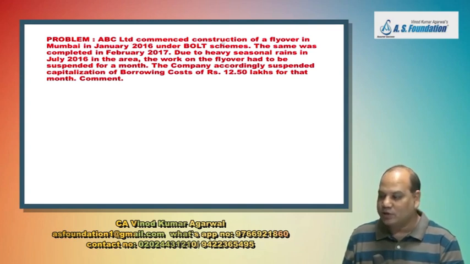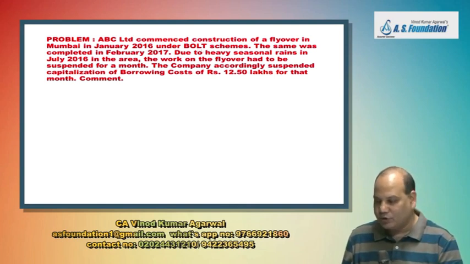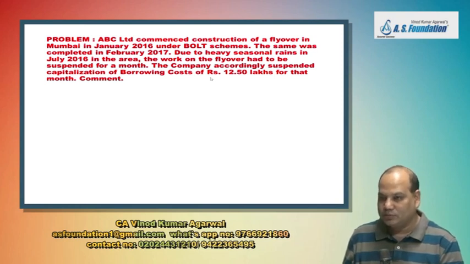ABC Limited commenced construction of a flyover in Mumbai in January 2016 under BOLT scheme. BOLT means build, operate, lease, transfer. The same was completed in Feb 17. Very good. Due to heavy seasonal rain in July 16 in the area, the work on the flyover had to be suspended for a month. Company accordingly suspended the capitalization of borrowing cost of 12.5 lakh for that month. So what this company did, it also suspended the capitalization of borrowing cost.